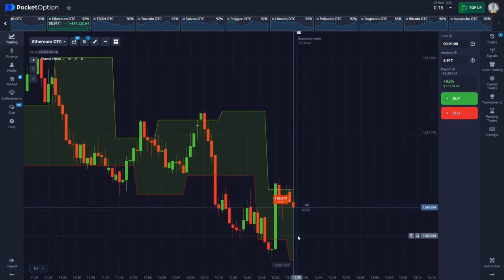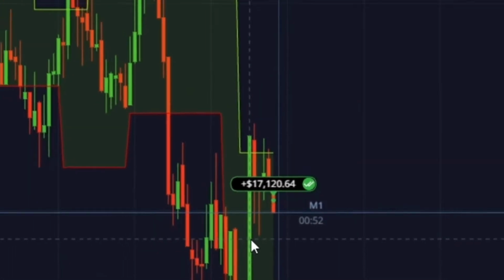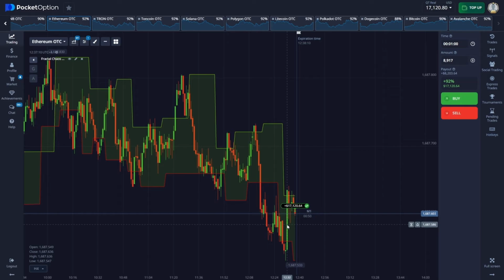Okay, only a few seconds left and now it looks like a good win. Yes, I won it. So I won my last trade and now my balance has turned into $17,120. As you can see, by just using $100, I made $17,120 with the help of this new fractal indicator. You will notice that it works very well in a trending market and it is a simple indicator to use.